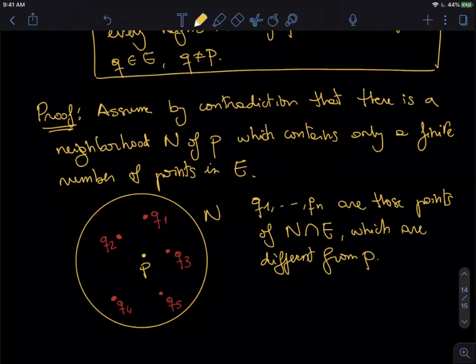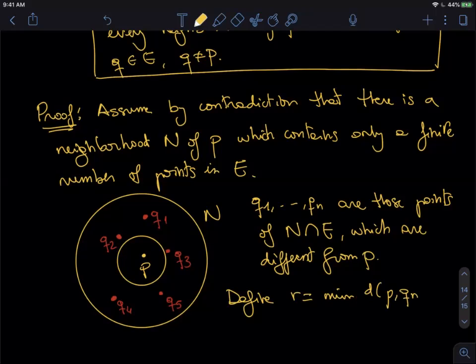And now here comes the trick. What we can do is consider a new radius, which is the minimum of the distances, we're using d, the distances from P to each of these Qn, let's call it Qm. So I'm going to be checking all the distances to all these points, and then taking a radius that is smaller than the smallest of these radii.